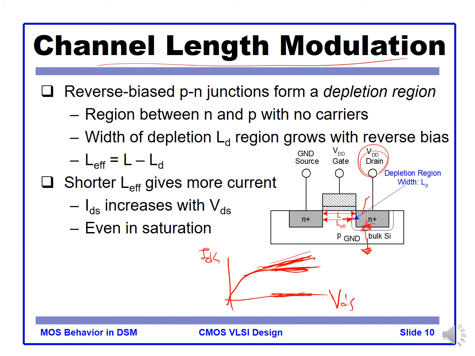In this depletion region, it's like empty. There's no mobile carrier, but lots of mobile carriers are under the channel. Even though in this depletion region there is no mobile carrier, there is a very strong electrical field. Any electron near this depletion region will be swept by that strong electrical field.